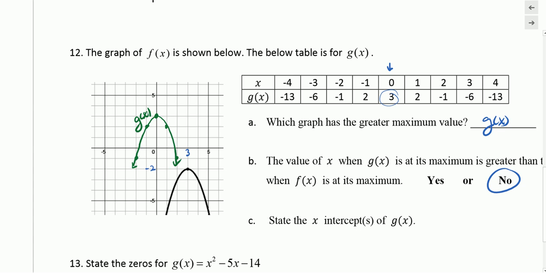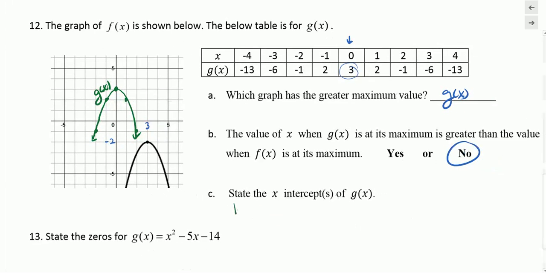So we can't tell exactly where those x-intercepts are. We know the one on the left is between negative 1 and negative 2, and the one on the right is between 1 and 2. And that's as specific as we can get, so that's what we're going to say. So between negative 2 and negative 1 is one of them, and the other one is between 1 and 2.